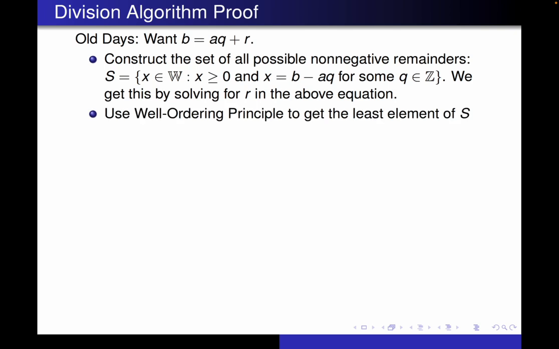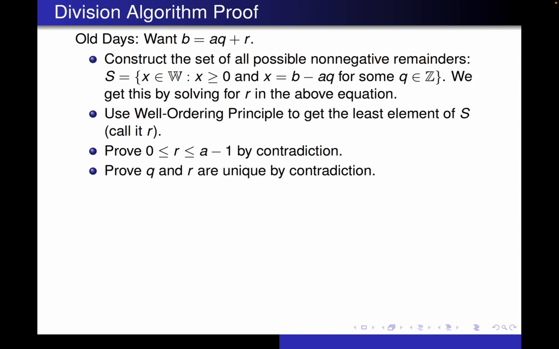Then we used the well-ordering principle to get the least element of S, and we called it r. And then we proved that r is between 0 and a minus 1 with a proof by contradiction. And then we also proved that q and r are unique by, well, kind of by contradiction. It depends on how you look at it. At least the spirit of contradiction was in there.